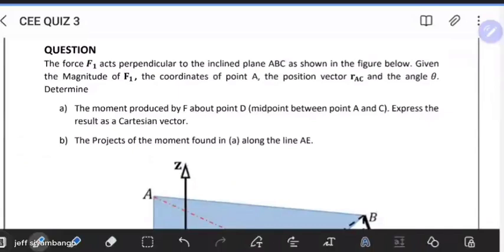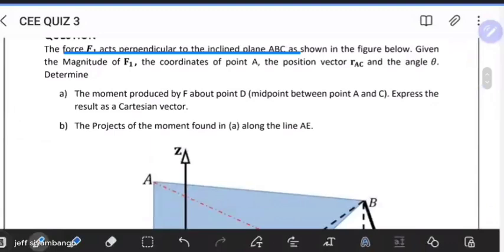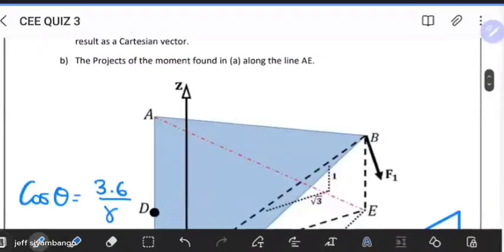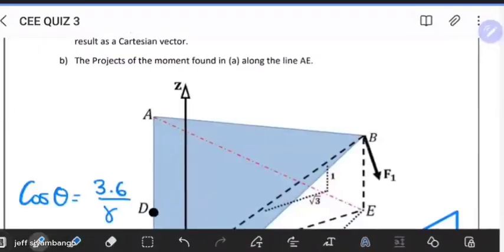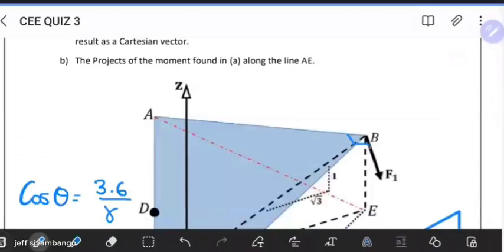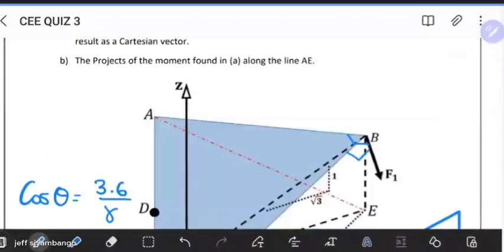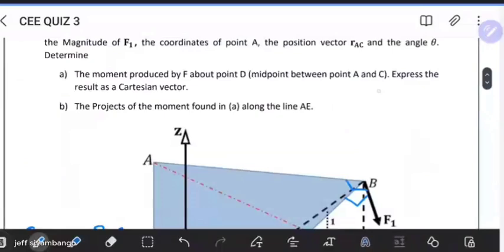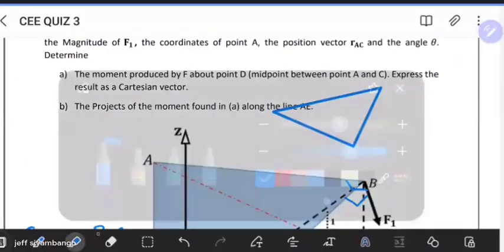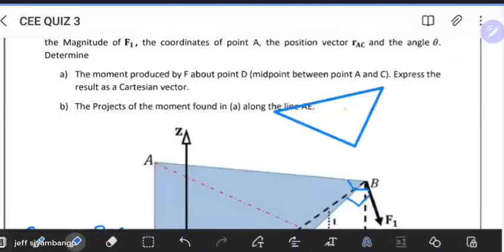The force F1 acts perpendicular to the inclined plane. What does that mean? It means that this force makes a right angle with that line. It also makes a right angle with this line. In other words, it's like I have a plane like this. So this is the plane in question.